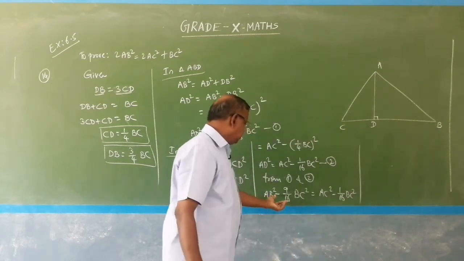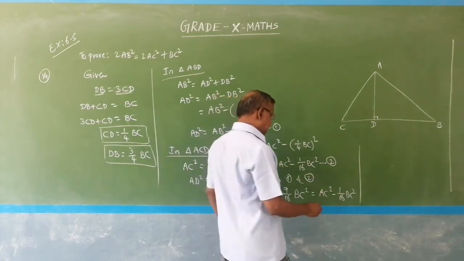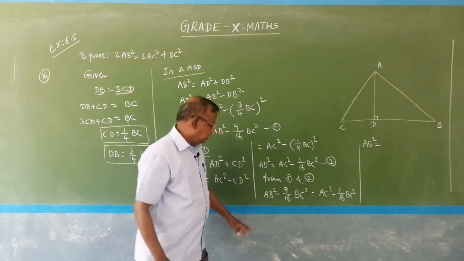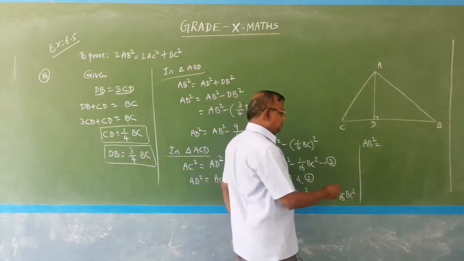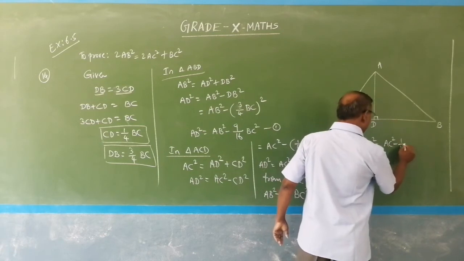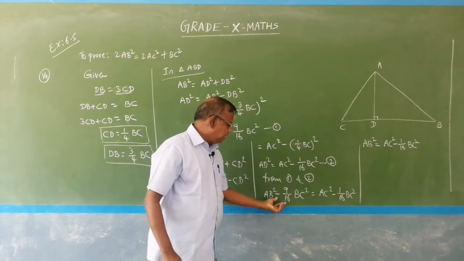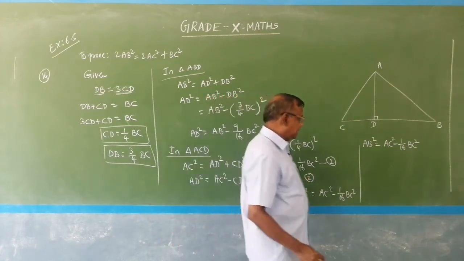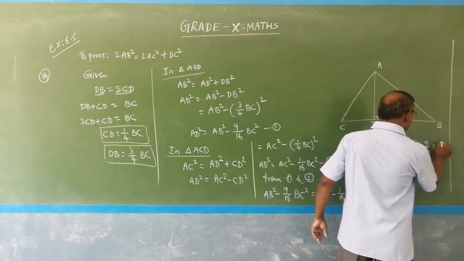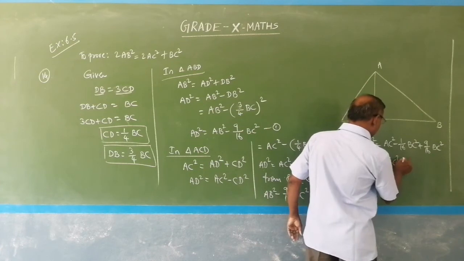Now, bring the minus 9 by 16 BC square to the right side. We have AB square equal to AC square minus 1 by 16 BC square, and bring the minus 9 by 16 BC square to the right side. Therefore, it is plus 9 by 16 BC square. So, which is equal to AC square.